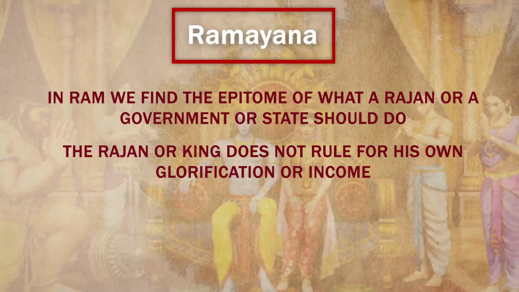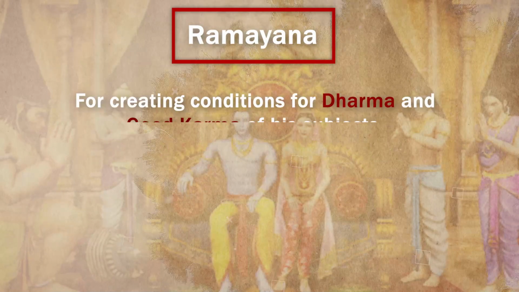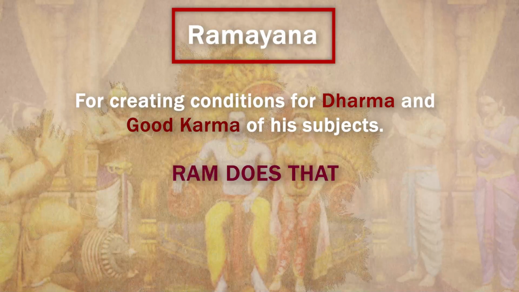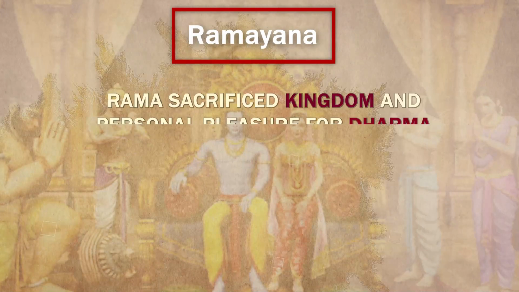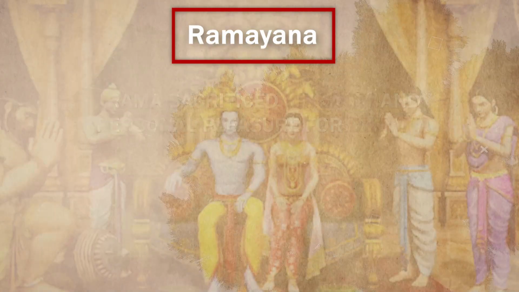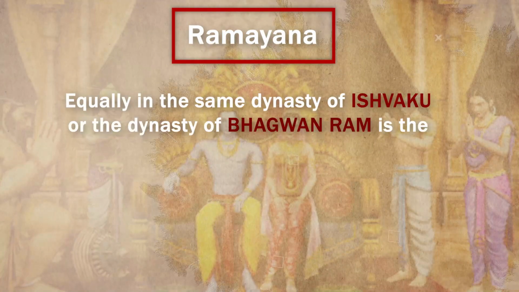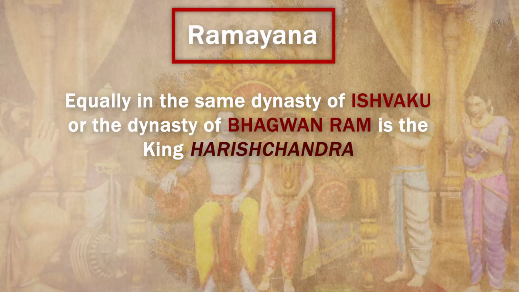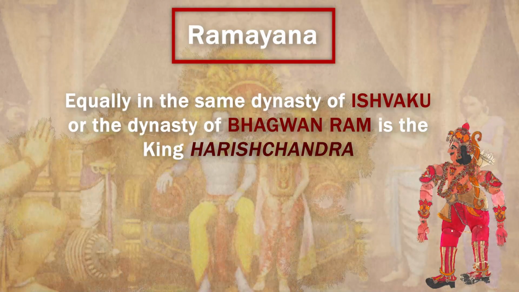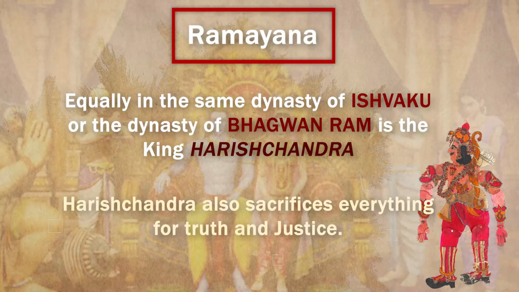but rather for creating conditions of dharma and good karma of his subjects. Ram does that. He sacrifices himself for the benefit of the people and for dharma. Equally, in the same dynasty of Ikshvaku or the dynasty of Bhagwan Ram, we find the king Harishchandra. Harishchandra also sacrifices everything for truth and justice.